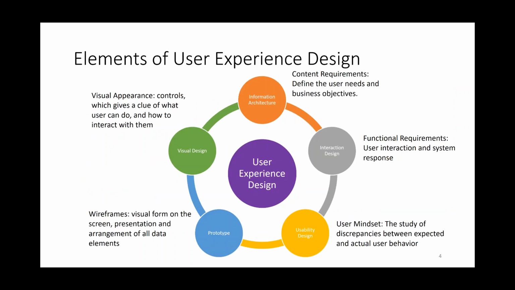Okay, so there are different designs for user experience and different ways people interpret it. But mainly, if you sum it up, there are 5 different elements for user experience design. The first element is information architecture. Information architecture mainly focuses on the content. In the content, basically, you are focusing on 3 things.